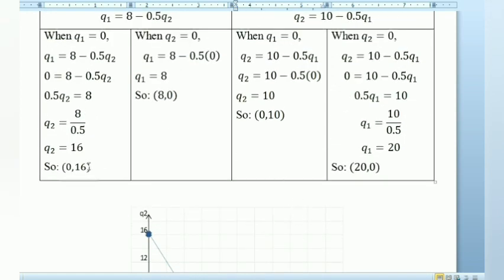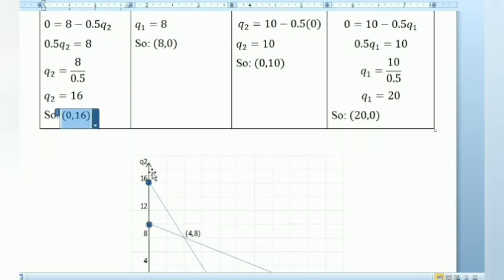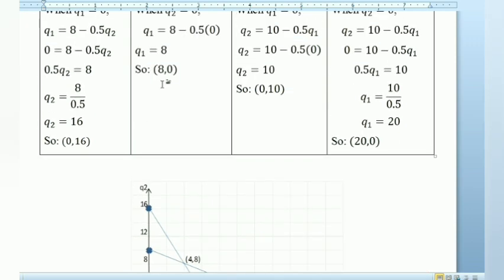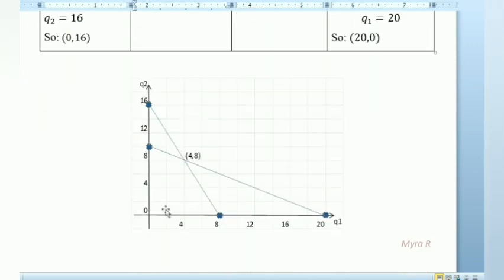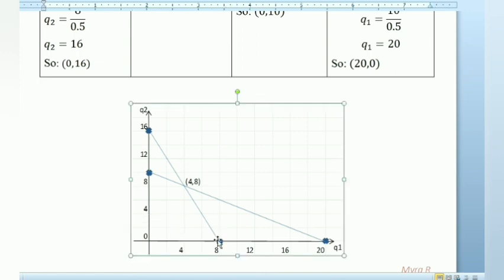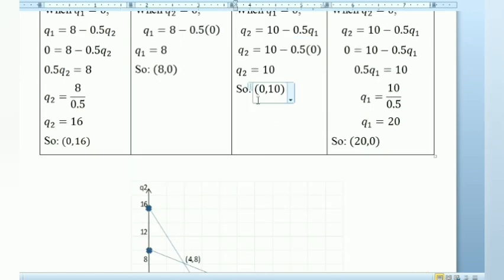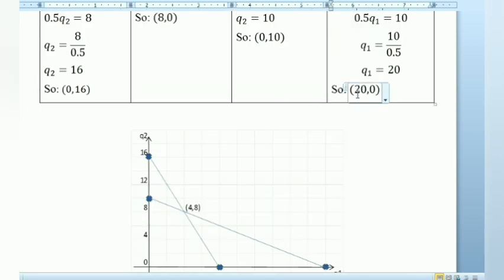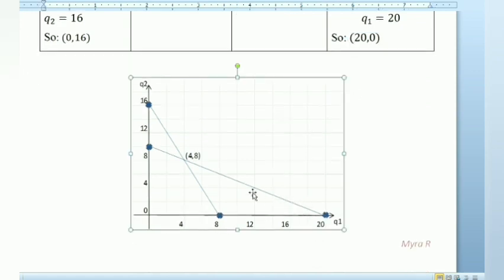Then we are going to plot the graph. So 0, 16 and 8, 0, and we connect both points. Then 0, 10 on the y-axis, and 20, 0 with x-axis 20 and y-axis 0. We connect both points, and we get the equilibrium at 4, 8.